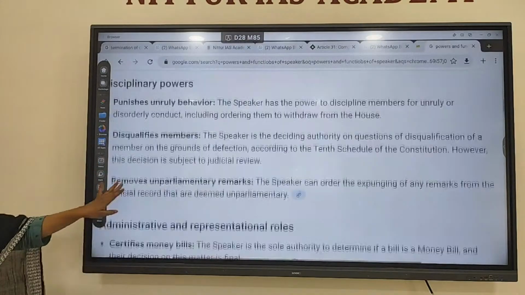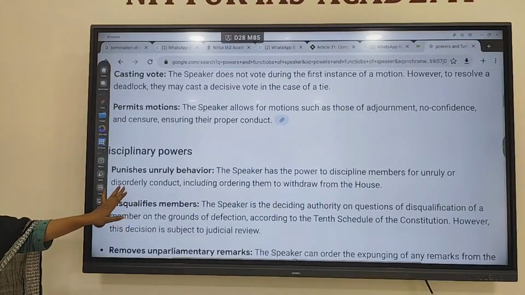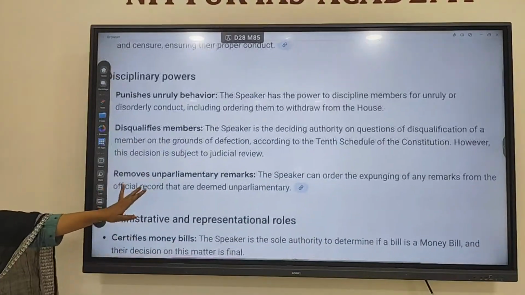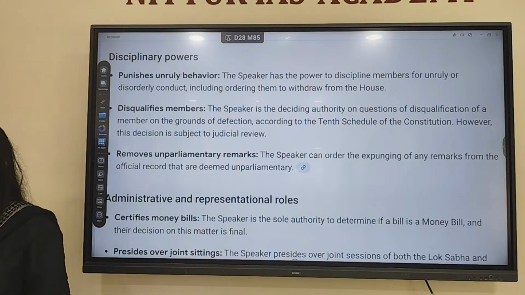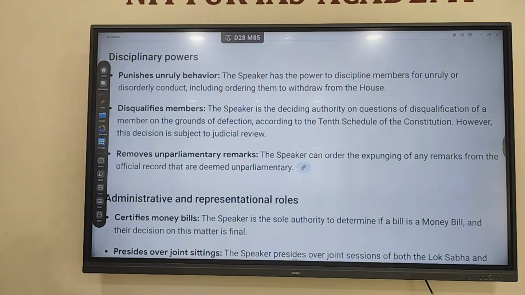Okay, just write down all this. Disciplinary powers. Just write down only words, one word. You should know the powers and functions of the speaker, and the powers and functions of the chairman. It comes in the same way.